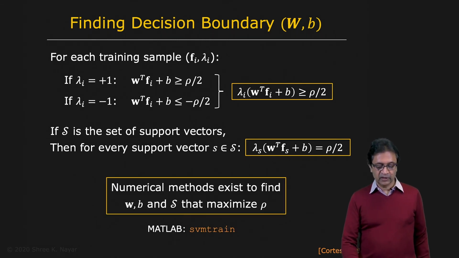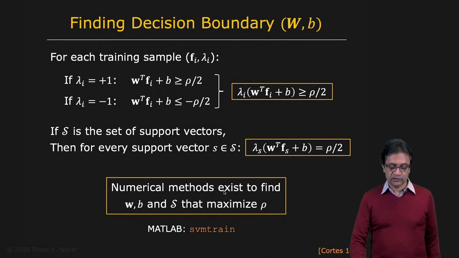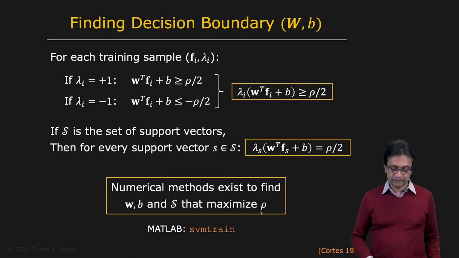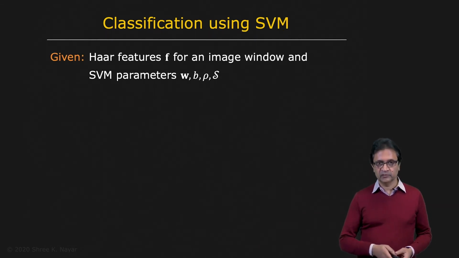Okay, so then we can find the W, B, and the support vectors that maximize rho using this constraint right here. And there are functions that allow you to do this. For example, in MATLAB, you have SVM train, and you get the support vectors. You get the coefficients W and B of the decision boundary, and you also get rho, and it happens to be the maximum rho you can get.